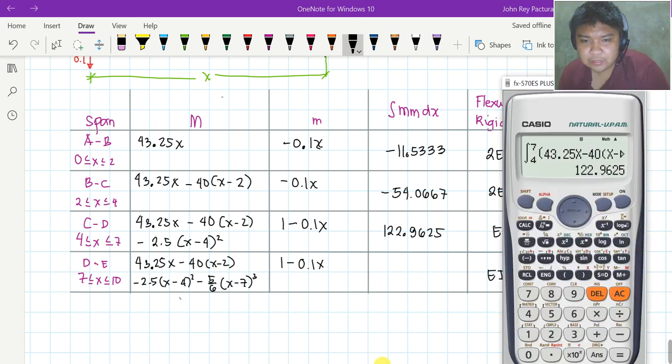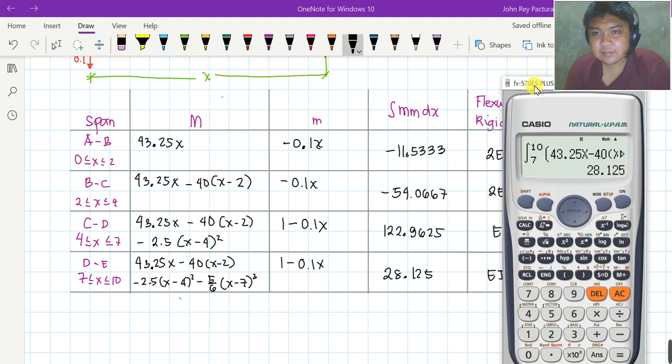So, sa panghuli naman, dito lang siya mag-a-adjust. This time, minus 5 over 6 ng (x minus 7) cube. Okay? (X minus 7) cube. Ang kalalabasan doon is from 7 to 10. The final answer will be 28.125.